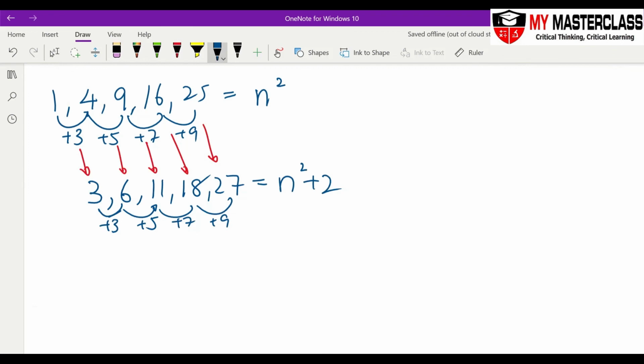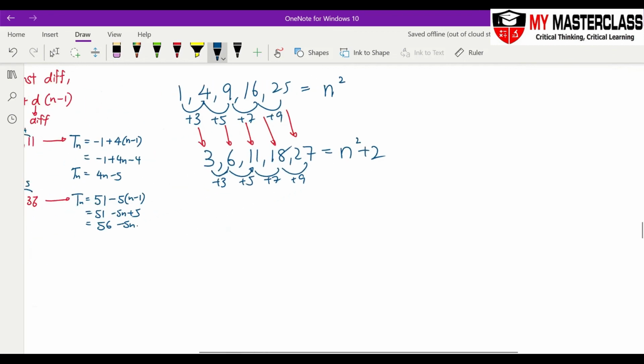So sometimes they may not even give you 1, 4, 9, 16, 25 yet. That means when you see the difference is 3, 5, 7, that means the difference is an odd number, right? The difference is increasing by odd number, right? Think of n square.